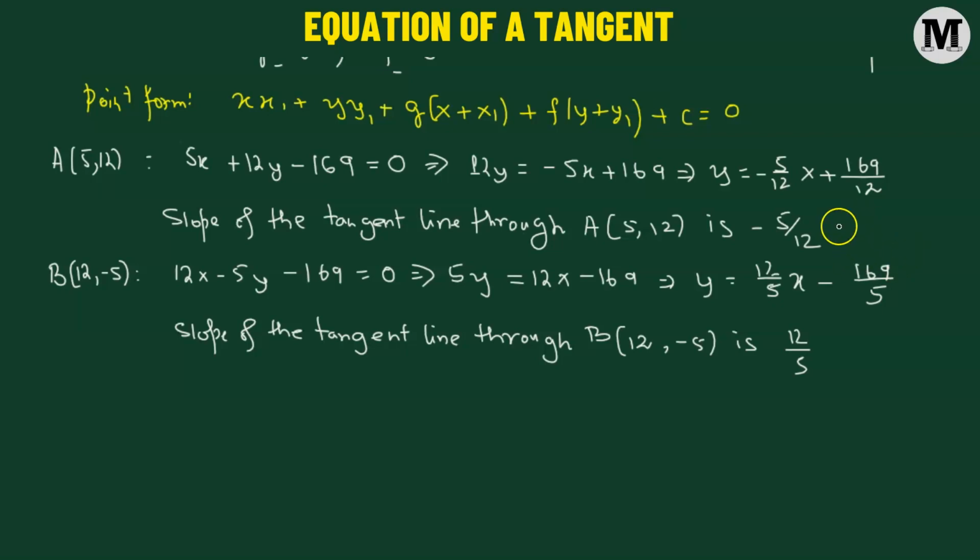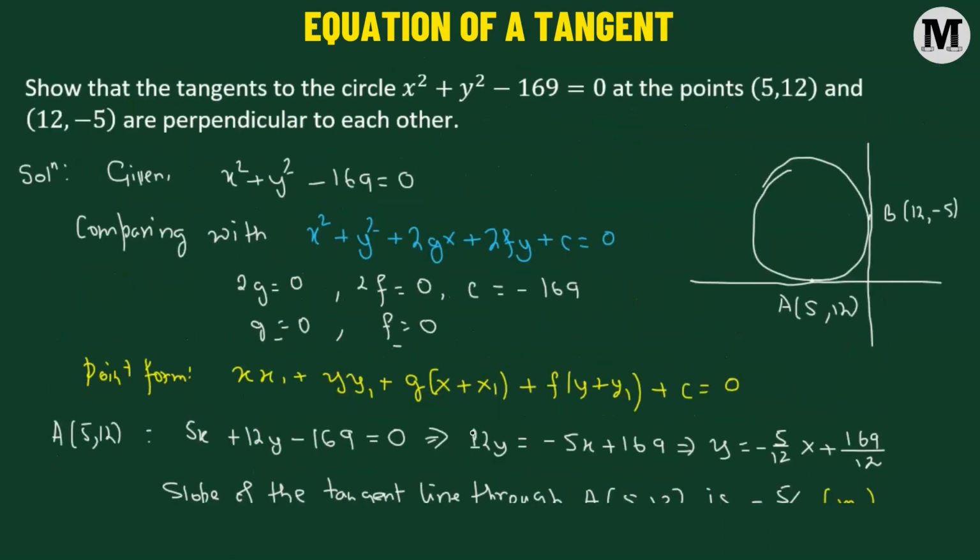Now that we have the slopes of the two tangent lines, let's suppose that the slope of the tangent line through point A is denoted by m1, and the slope of the tangent line at point B is denoted by m2. And clearly we observe here that the product m1 times m2 equals negative 5 over 12 multiplied by 12 over 5, which gives us a value of negative 1. Now we know by the property of straight lines that if the product of the slopes of two straight lines is negative 1, then the two lines must be perpendicular to each other.